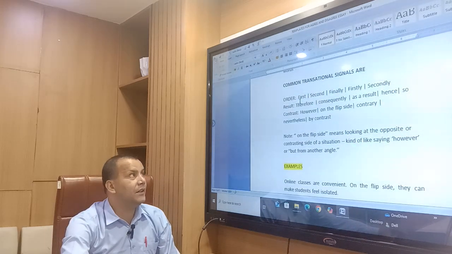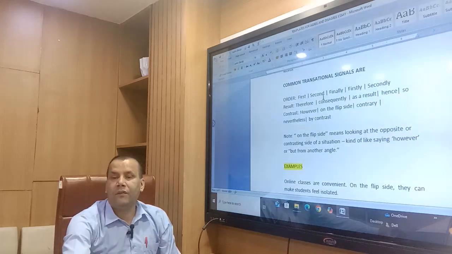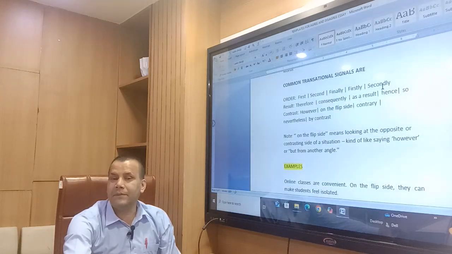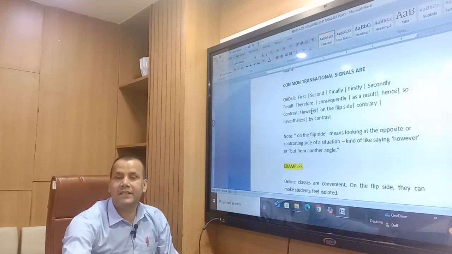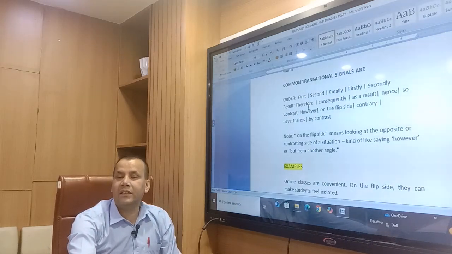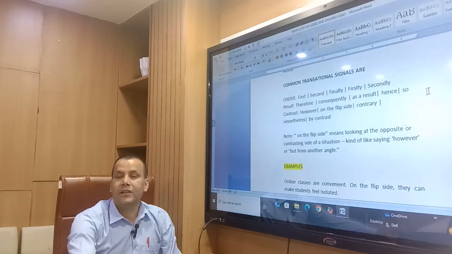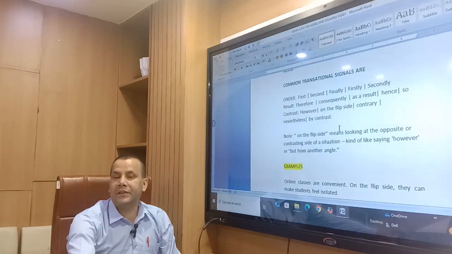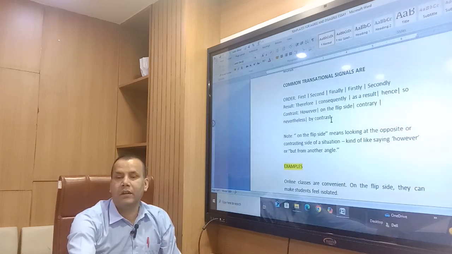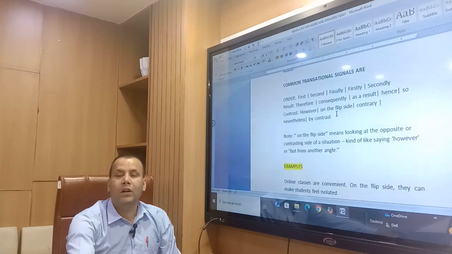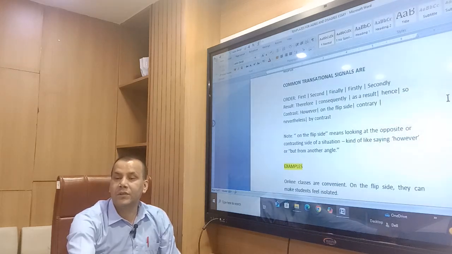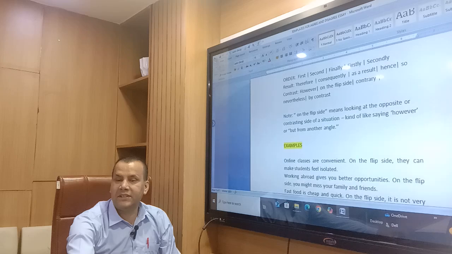If you have to express order, you can use first, second, finally, firstly, secondly. And whenever you have to express result, you can use linking words like therefore, consequently, as a result, hence, so. And if you have to show contrast, you can use however, on the flip side, contrarily, nevertheless, by contrast. Okay, so let me make you understand step by step.